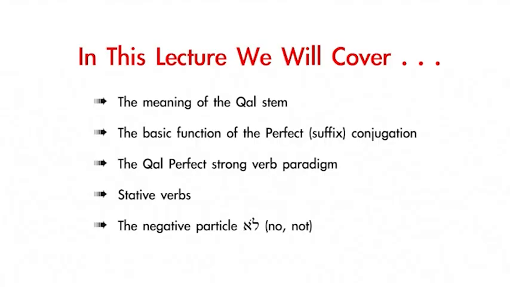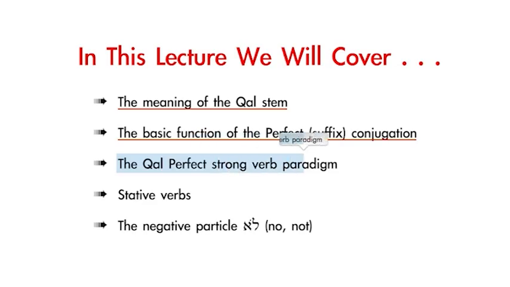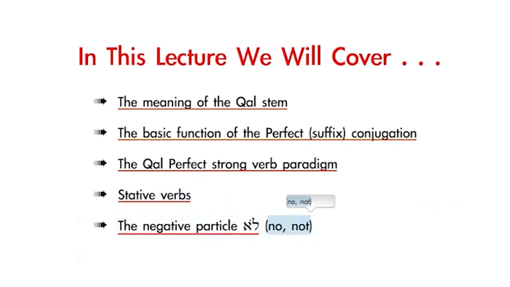Welcome to the lecture for Basics of Biblical Hebrew, Chapter 13, the Qal-perfect strong verb. In this lecture, we will cover the meaning of the Qal stem, the basic function of the perfect or suffix conjugation, the Qal-perfect strong verb paradigm, very important. We'll look at stative verbs, and then the negative particle lo, meaning no or not, for negating a verb.